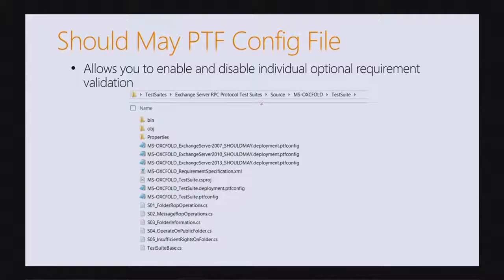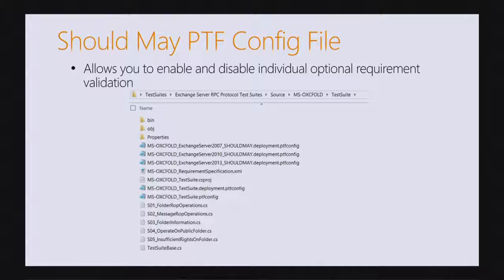So this is actually useful and interesting for you guys. There is a PDF config. During development, we extract a lot of requirements, but they depend on the products. Let's say some features might be supported in Exchange 2013 that are not in 2010. So we've created this PDF config file so that we can change the behavior of the test suite.